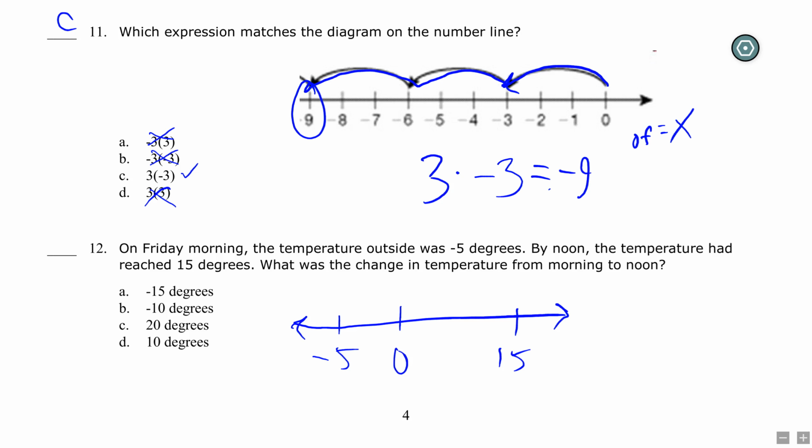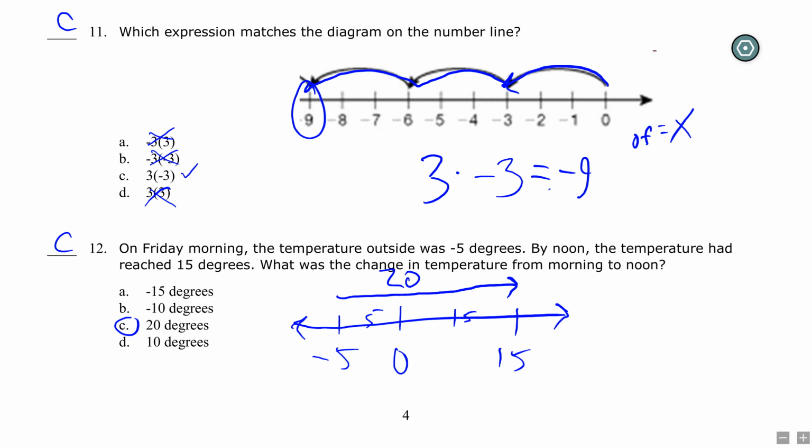I can put my 0 there just so I have all complete information. And so I'm looking here, I started out at -5 and I ended up at 15. So I need to know what my distance is between those two. And so from -5 to 0 was 5. And then from 0 to 15 is 15. And 5 plus 15, so that entire distance is 20. And so 20 degrees is one of my answer choices.